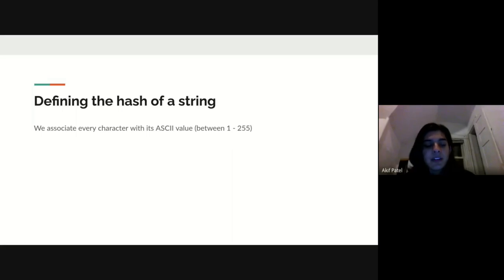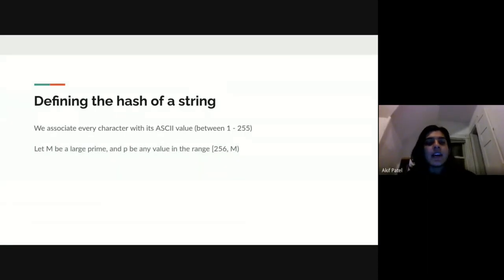Okay. So now let's define the hash of a string. First of all, we replace each character in the string with its ASCII value. You don't need to do it exactly this way, but this just makes it easier because characters in a string are already represented in computer memory as their ASCII value. We just want to make it a list of numbers as opposed to a list of characters.